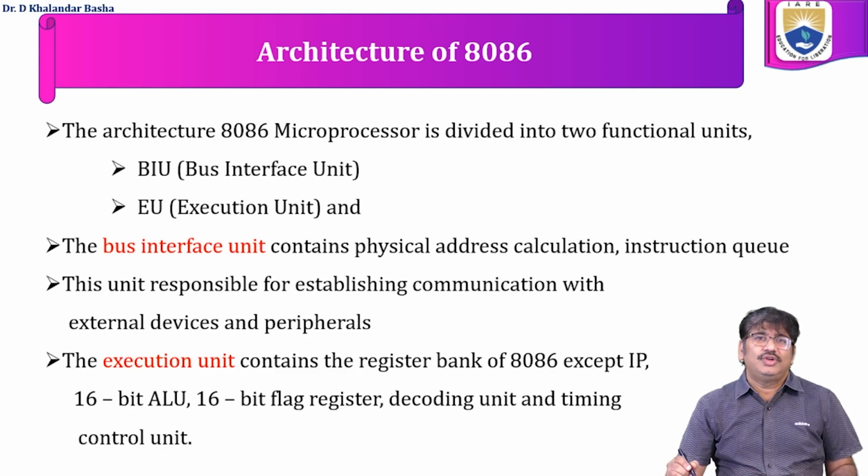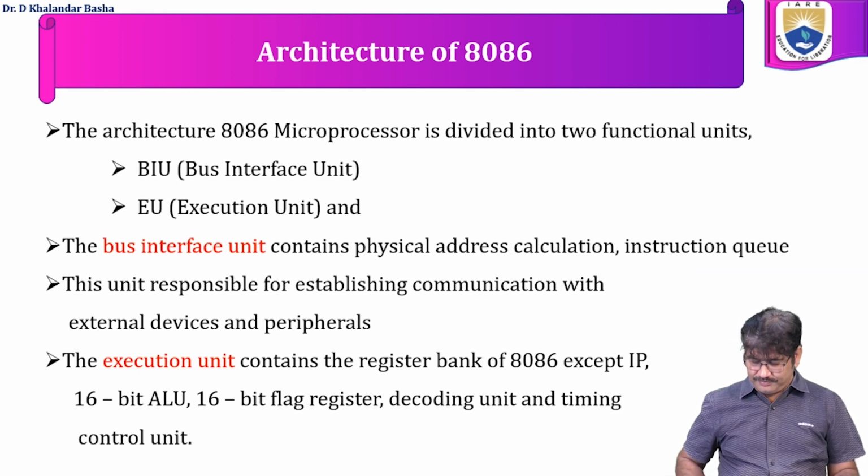The bus interface unit contains the physical address calculation and the instruction queue. This unit is responsible for establishing communication with the external devices and peripherals. The execution unit contains the register bank of 8086 except the instruction pointer. It contains a 16-bit ALU, a 16-bit flag register, a decoding unit and a timing control unit.